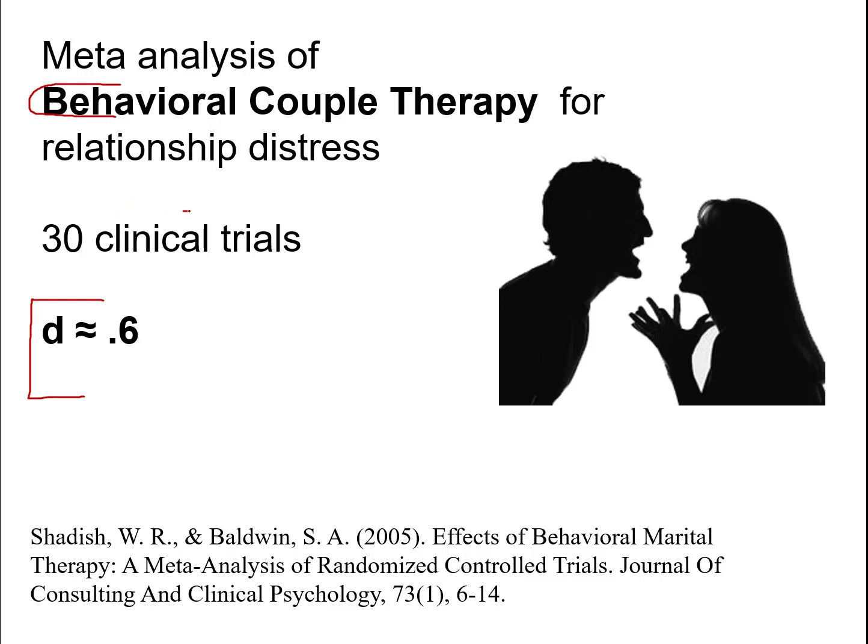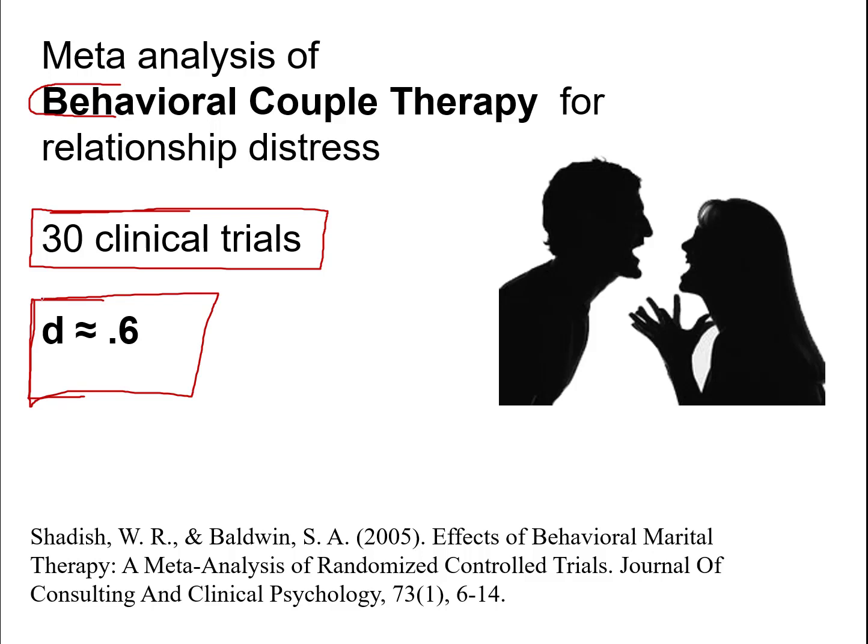And this meta-analysis is based on 30 clinical trials, so a fairly large number of studies have been conducted testing the effectiveness of behavioral couple therapy for relationship distress. And averaging across all these studies, this meta-analysis found that on average our d-statistic is 0.6. There's 0.6 of a standard deviation of difference between a treatment group that received behavioral couple therapy and a control group that didn't. And the outcome variable here would be levels of relationship distress, how much the therapy relieved the distress. So let's see what our illustration for a d-statistic of 0.6 looks like.